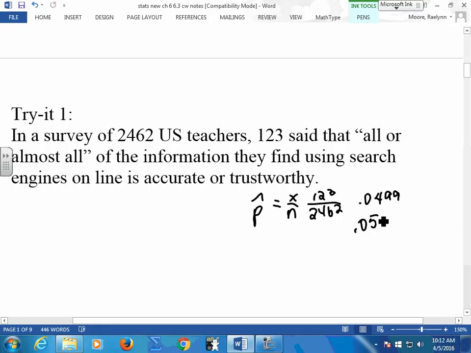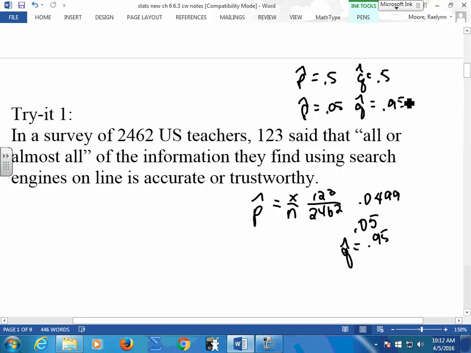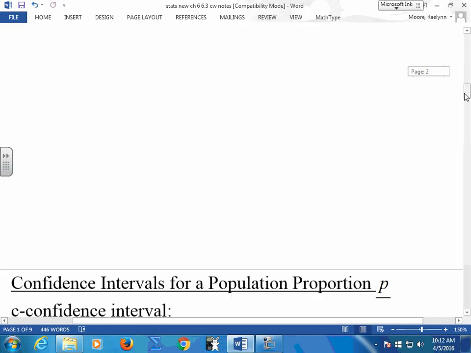So only 5% of this sample said that they find this information trustworthy or useful. So what would the Q hat be? If P hat is 0.05, what is Q hat? 0.95. Make sure we know there's a difference when we move the decimal. So that's how difficult this is going to be, making a proportion.